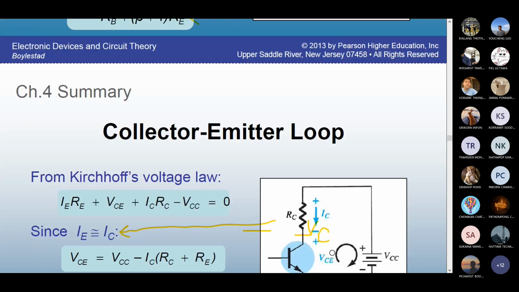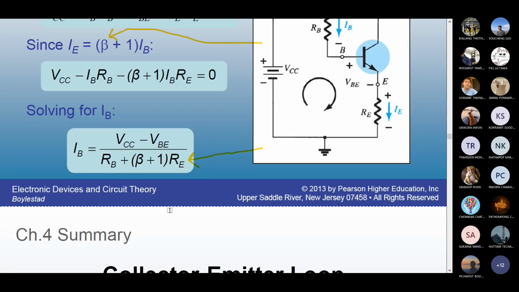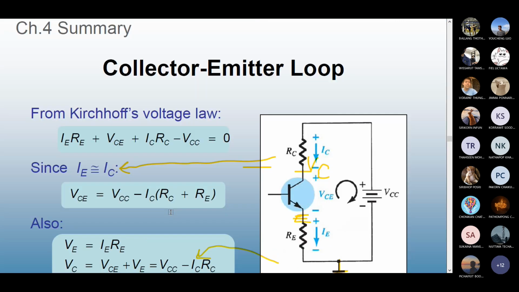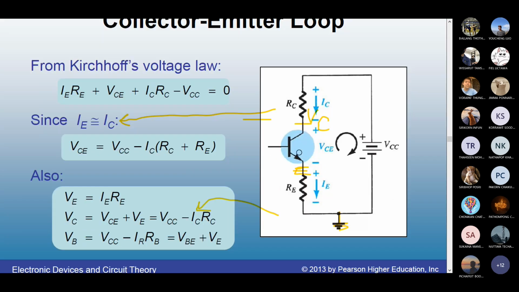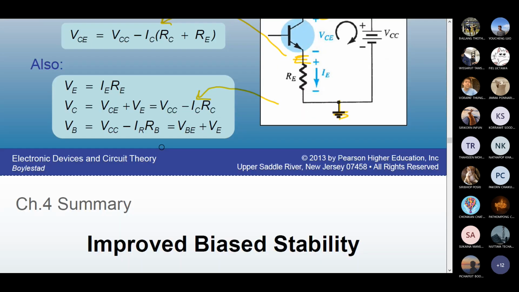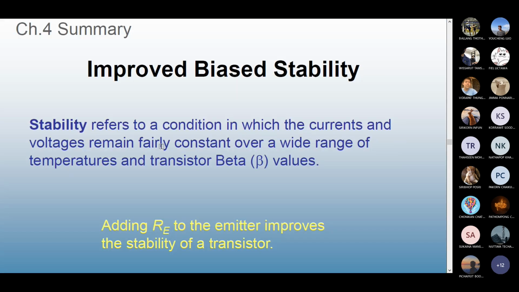Now you can find IB, and then where is your load line equation? This is your load line equation. You can determine, let's say when IC is 0, VCE equals VCC. When VCE is 0, what is IC? It is VCC divided by RC plus RE. Just same as the previous one, but you have now an added resistor RE.